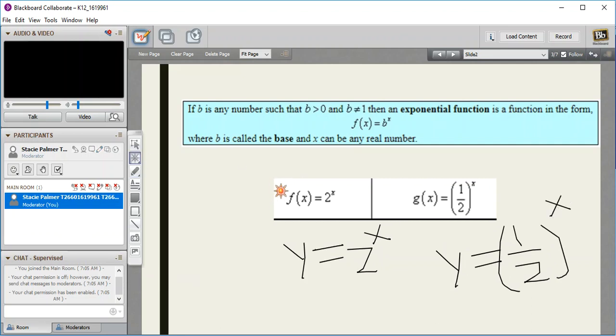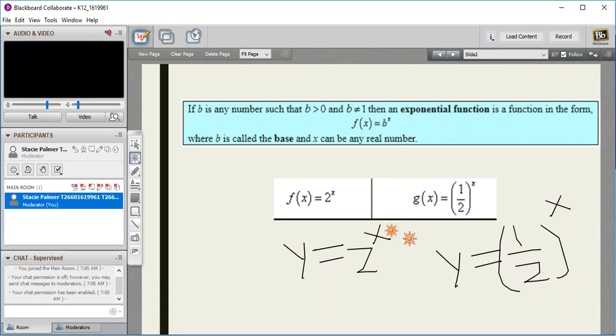And for these exponential functions, we can see that the y is going to be dependent on whatever we plug in for the x. Okay, so we would call x our independent variable and y our dependent variable, because y is determined by whatever we plug in for the x.